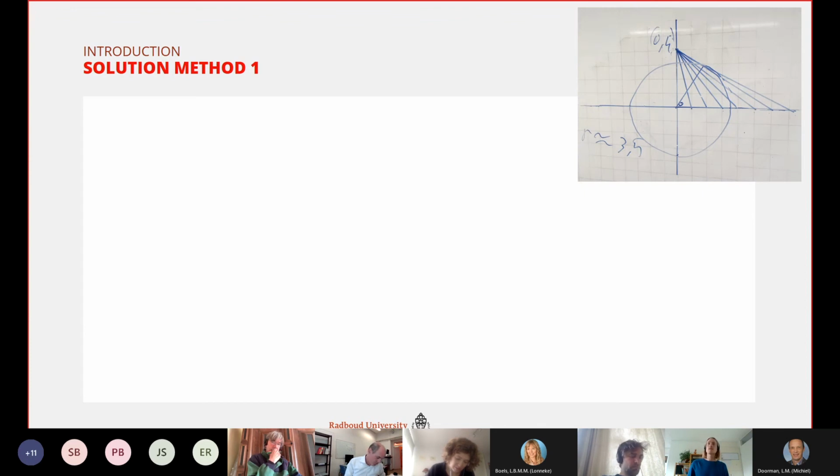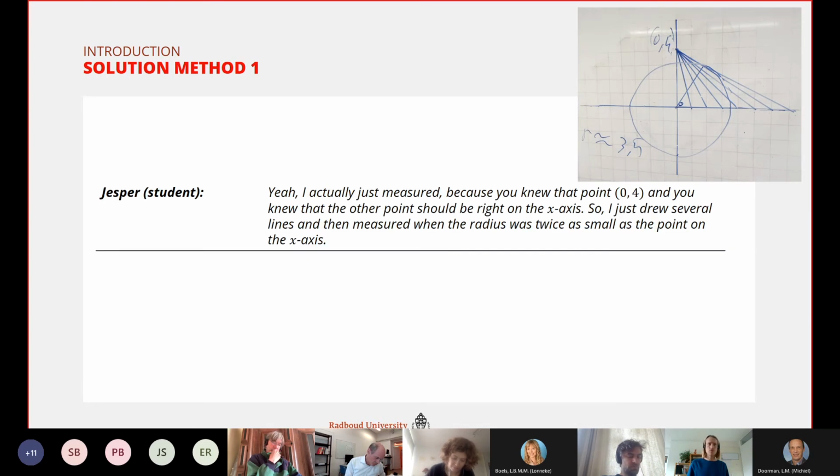And the teacher asks this student to present his solution method. And what he says is this: I actually just measured, because you knew that point and you knew that the other point should be on the right. So I just drew several lines and then measured when the radius was twice as small as the point on the x-axis.